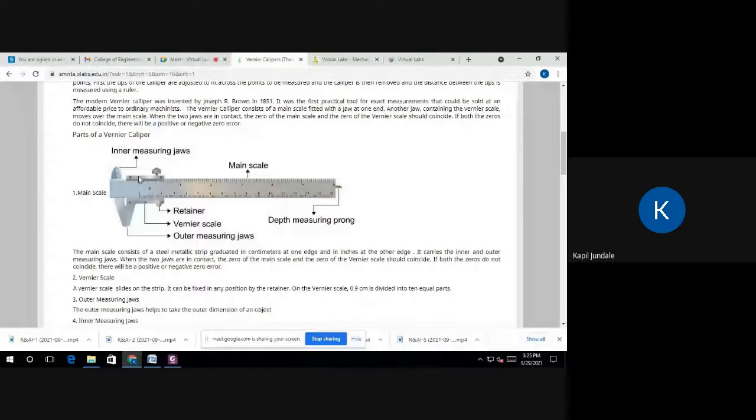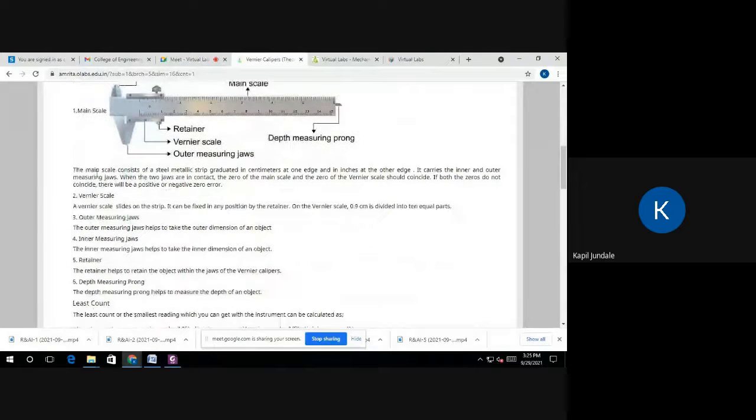Parts of the vernier caliper, which parts do we have? This one in the middle is the main scale. These are the inner measuring jaws. After that, retainer, or we can say fine adjustment screw, vernier scale, outer measuring jaws, depth measuring probe. Okay, this one is the depth measuring.